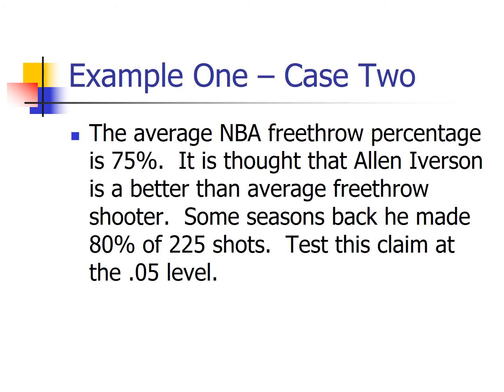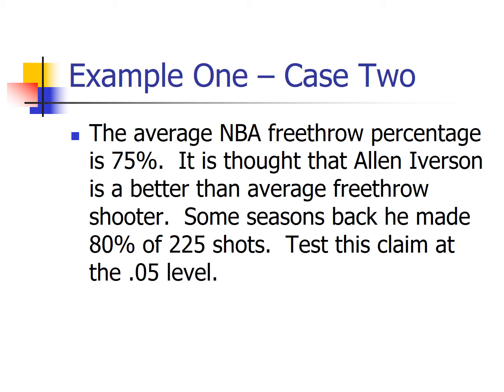So, let's do 3 examples to get better acquainted with this testing procedure. The first example is a nice sports example. So, the average NBA free throw percentage is 75%. The recently retired Allen Iverson, right? He actually had his official retirement at a Sixers game last March, I believe. Although if you're listening to this 5 years from now, I guess it won't be last March.